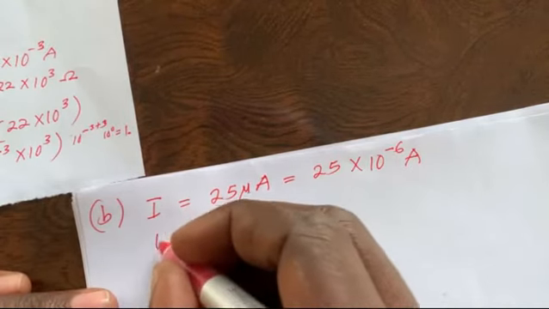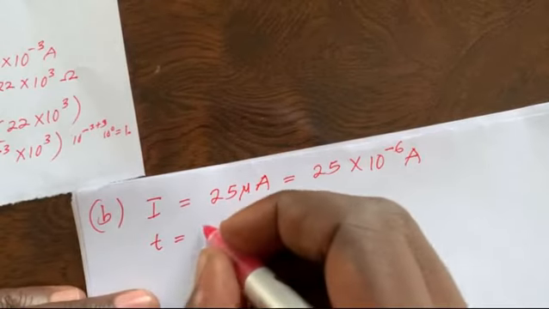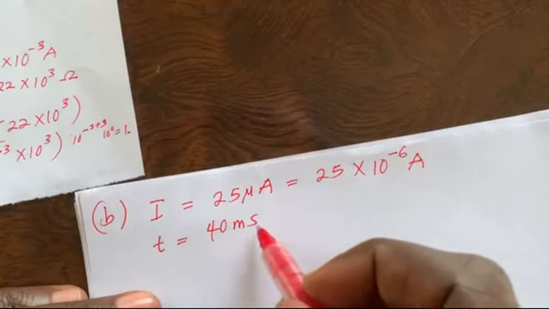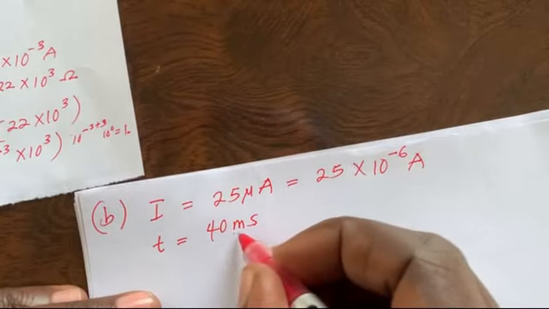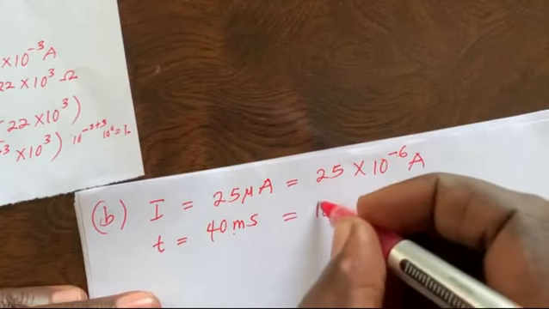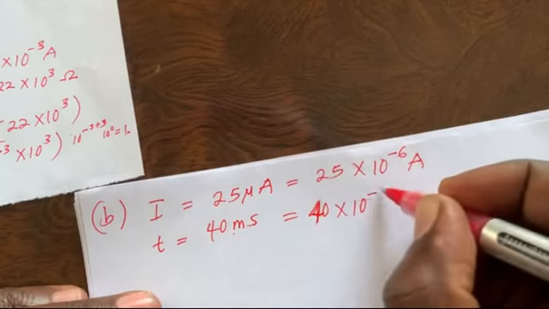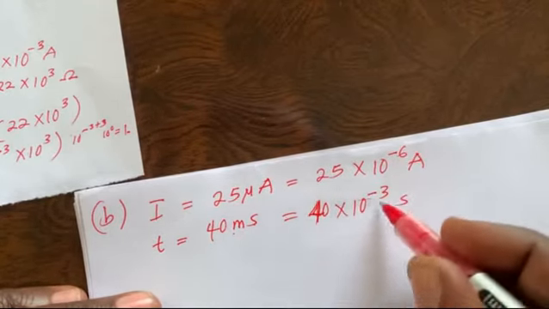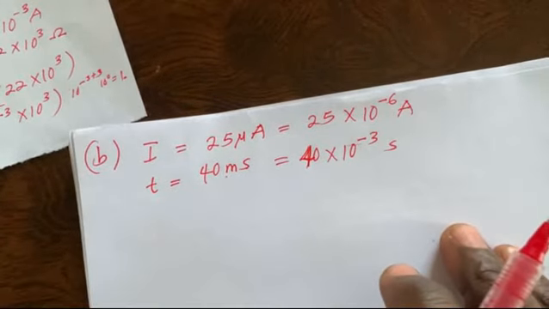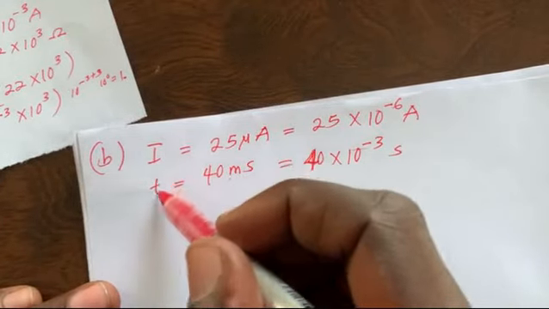Next, the time taken for the charge to flow in the circuit is 40 milliseconds. This is millisecond, and remember, milli is 10 to the power of minus 3. So this is equal to 40 times 10 to the power of minus 3, and it becomes second.